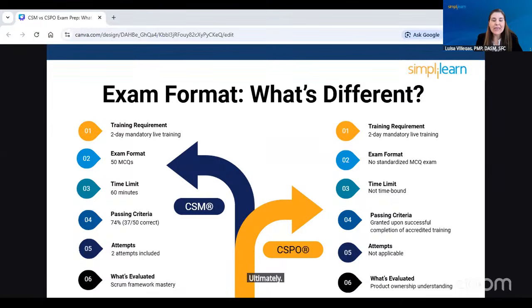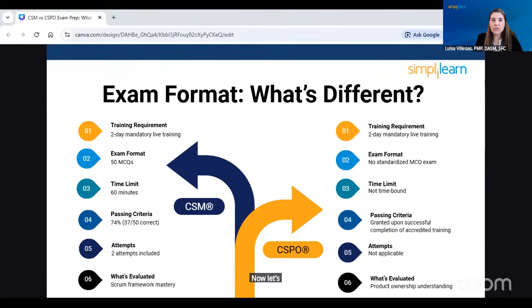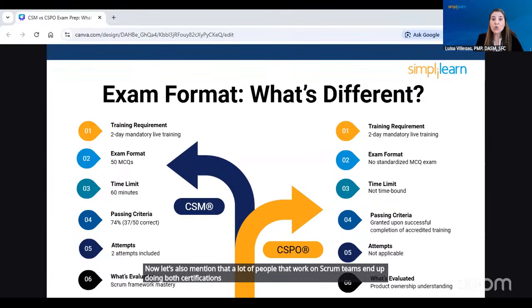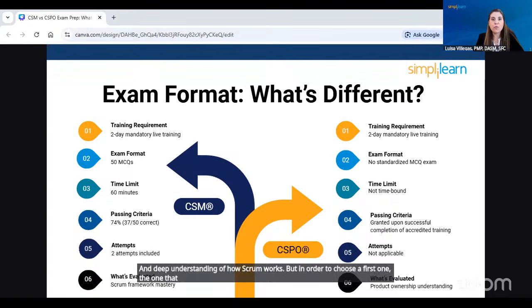Ultimately, I think it is critical that you understand what is your career path. What do you see yourself doing in the future, right? Because that is going to be determining which of these credentials you should obtain. Now, let's also mention that a lot of people that work on Scrum teams end up doing both certifications. So you will see that a lot of Agile professionals eventually get both certifications because that gives them a lot of breadth and deep understanding of how Scrum works. But in order to choose a first one, the one that aligns more with your current role would be important. And also, as I mentioned, thinking about your career path.